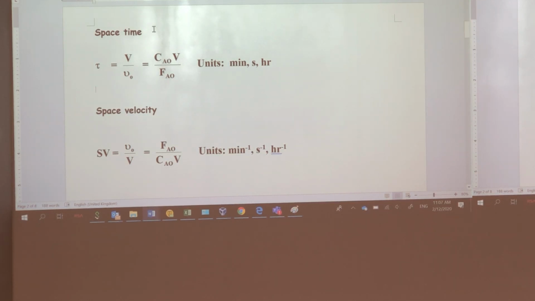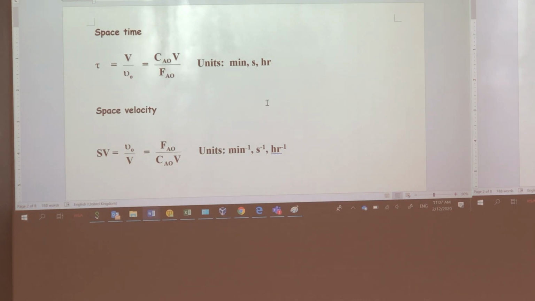So the units for space-time will be either minute, second, or hour. Okay, listen. You need to explain what it means by space-time. You go back to your topic 4 lecture notes. There is an example that asks you to calculate the space-time. After that, you need to explain what it means. What does it mean? Can anyone tell me? You should know very well now.